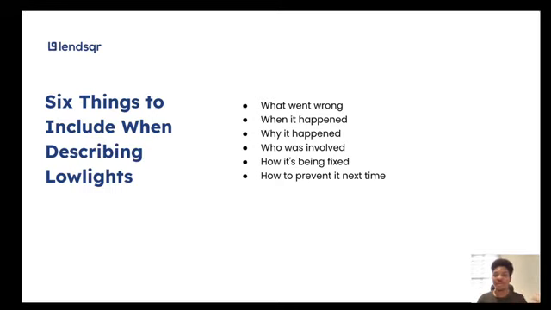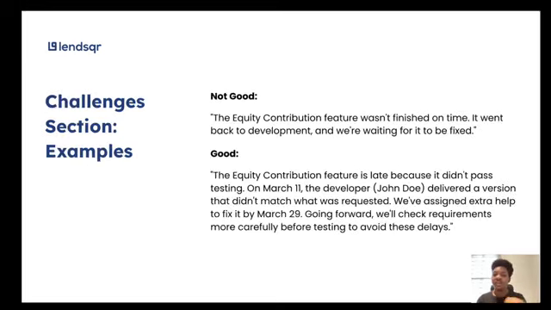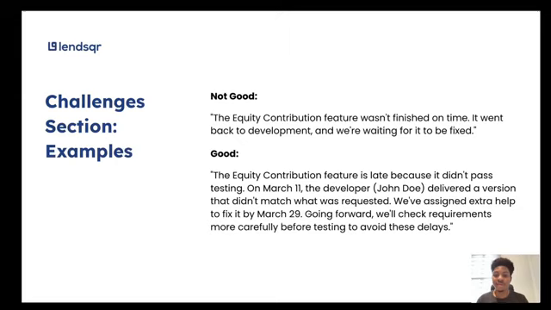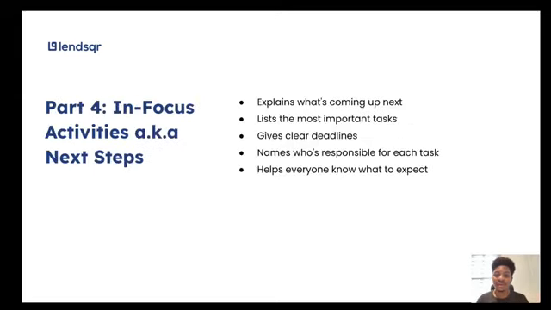John Doe submitted a version that did not meet the requirements. Who was involved? John Doe and the testing team. Has it been fixed? Assigned extra help to fix it by a specific date. Then how to prevent it next time? Checking requirements more carefully.